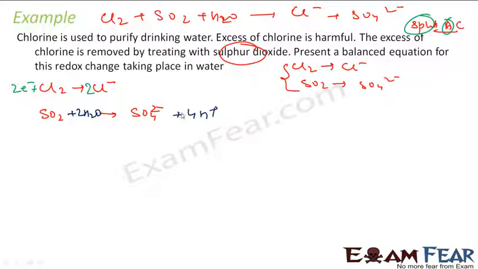So charge, we have 4 minus 2, it's 2 charge here, and here we have 0 charge. So let's add 2 electrons here to balance the charge. So this equation is balanced.